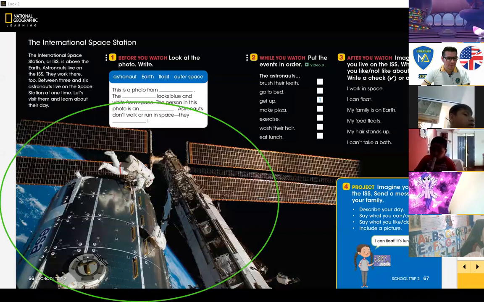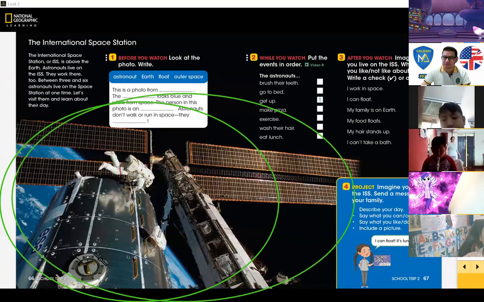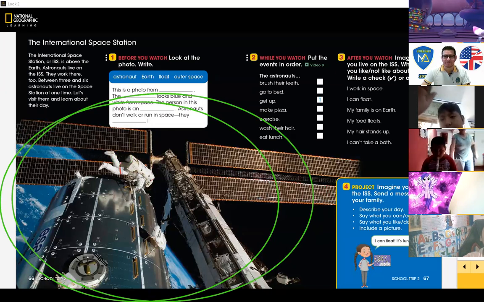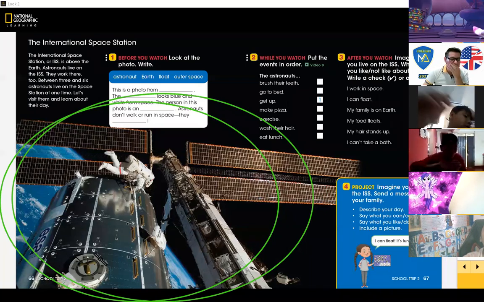Come on, tell me your answers. Un astronauta. Astronaut, okay, yeah. Here we have astronaut, the astronaut is this person, but all of this, what's this? Earth, float, or outer space? What do you think? Tell me, you don't know? You don't have ideas? What do you think?